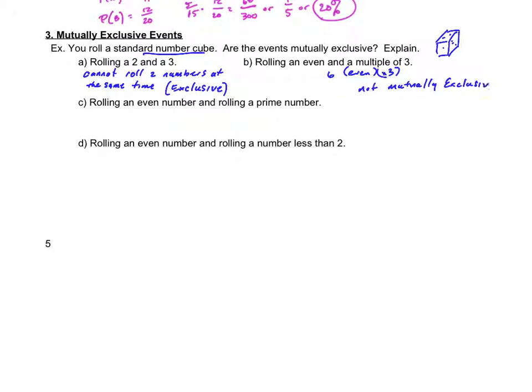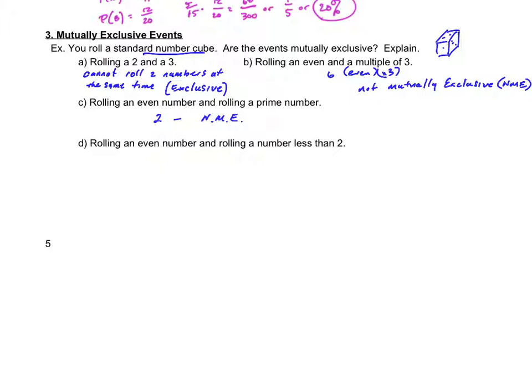exclusive. Rolling an even number and rolling a prime number. Again, an even number and a prime number. I believe 2 is even and it is also a prime number, so those two are also not mutually exclusive, because those can be done at the same time.